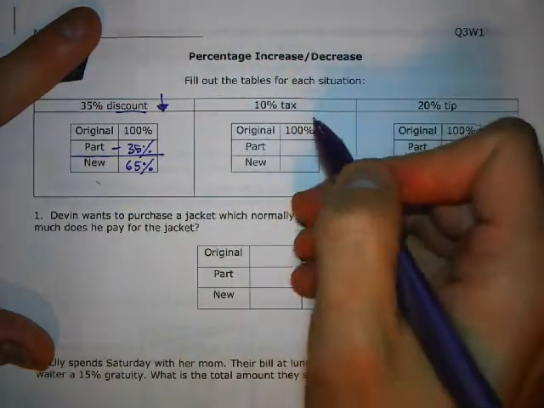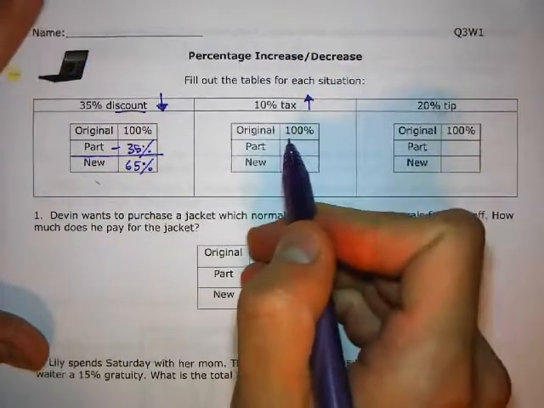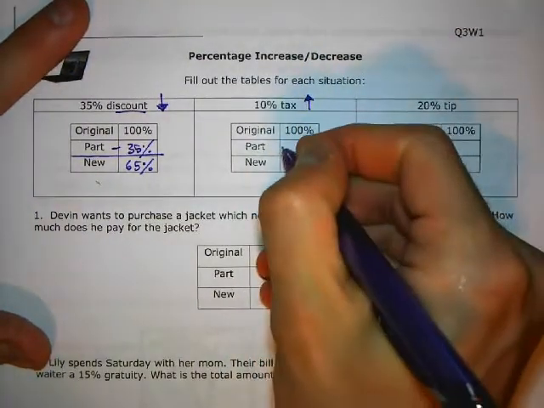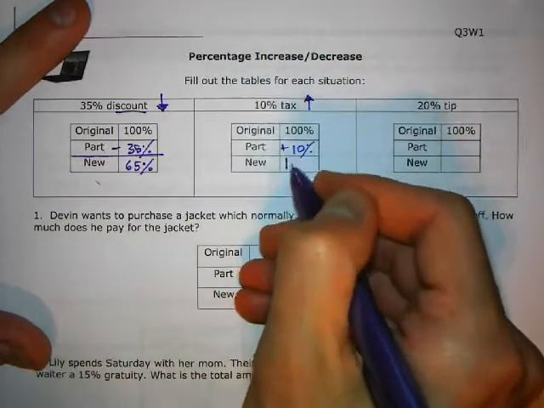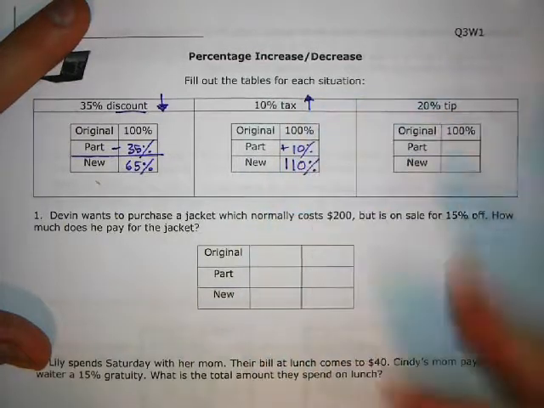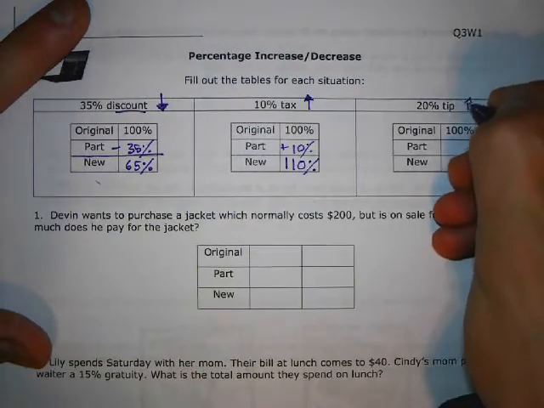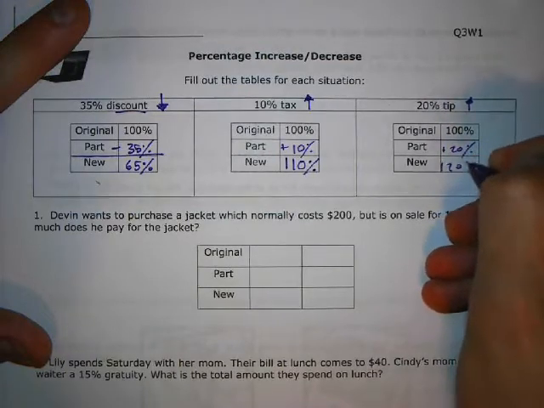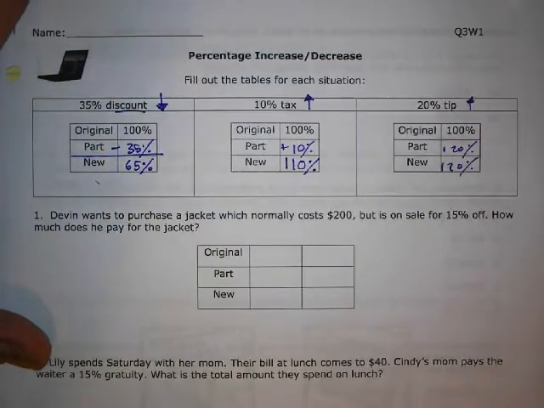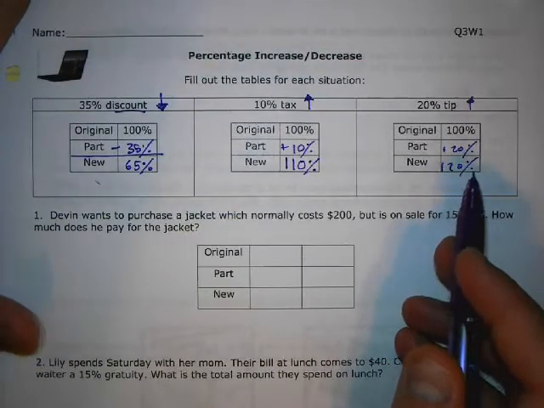See how it works? If you have a tax that's 10%, well, that's an increase. So we're going to take 100%, we're going to add 10%, which means what we end up paying is 110%. What do you think the third one's going to be? Oh, just like the one we did. A 20% tip is an increase. 100% plus 20% is 120%. Whenever you have a percentage change problem where it's increasing or decreasing, make an original part new table because it helps you to organize the information.